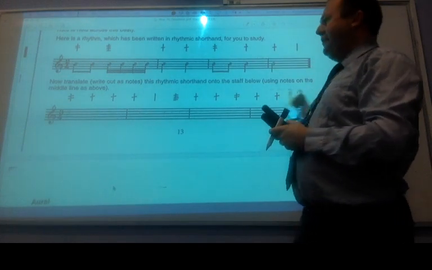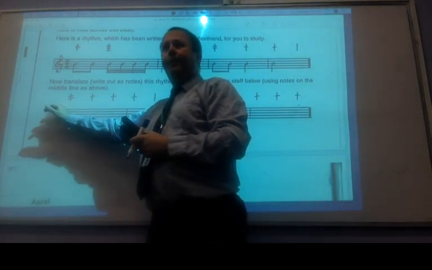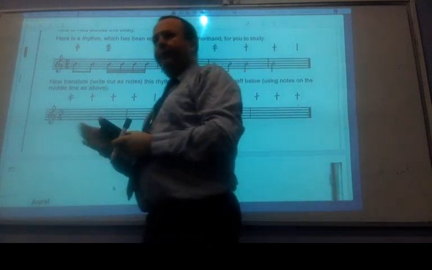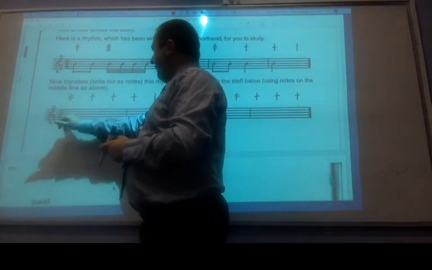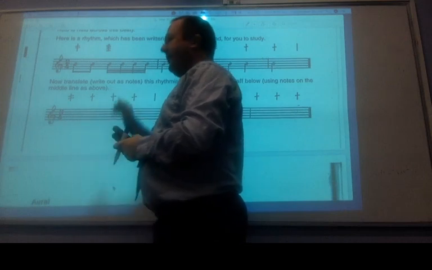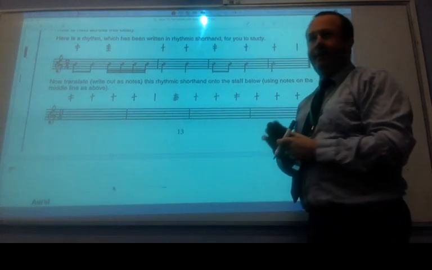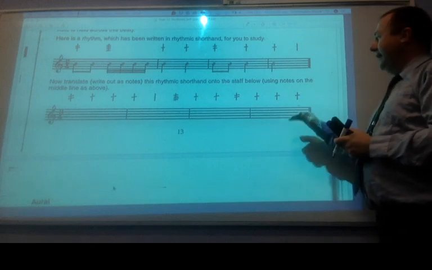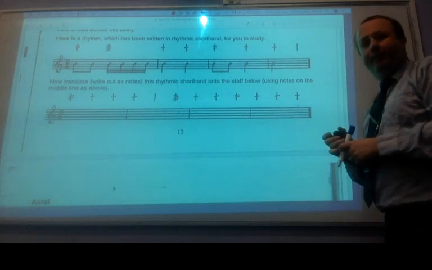So here is an example where the shorthand has been done for you, and in a moment we're going to take out our pens and pencils, preferably pencils, and actually convert this into notation. On our next exercise, I'll show you how to dictate a rhythm as we go. But right now, we're going to work backwards and take the shorthand that's given and convert that into notes. So I can come around and help you right now.